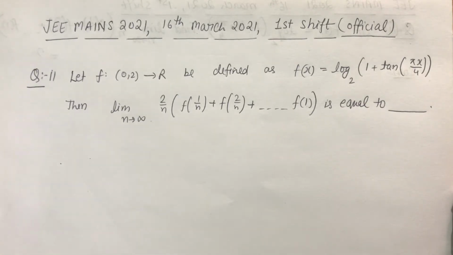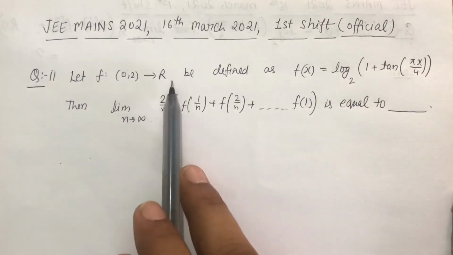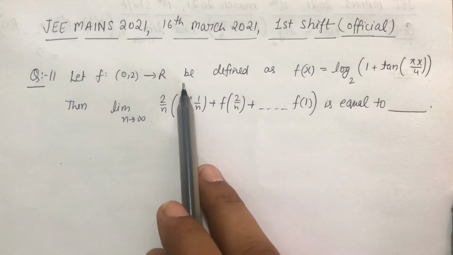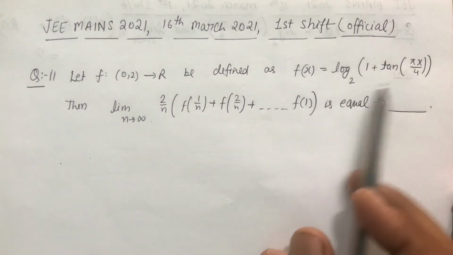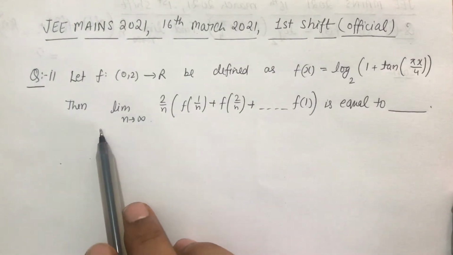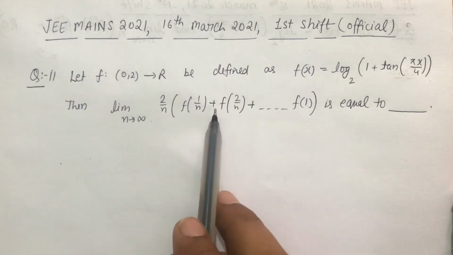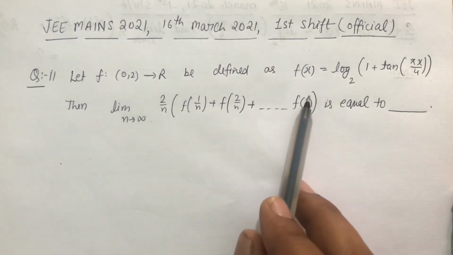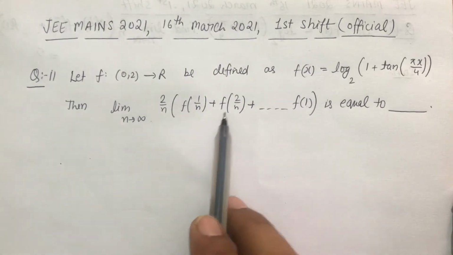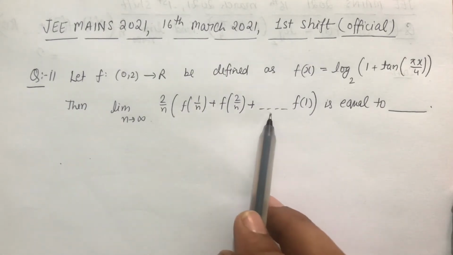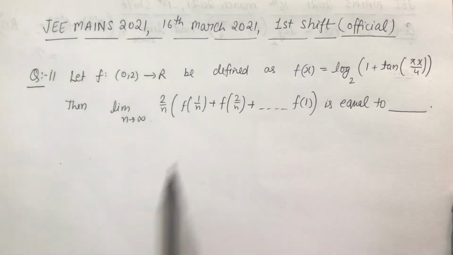So in this problem, let f be defined from (0, 2) to R, defined as f(x) = log base 2 of (1 + tan(πx/4)). And we need to calculate this limit: n tends to infinity, 2 by n [f(1/n) + f(2/n) + and so on f(1)]. That means it is basically f(1/n) + f(2/n) + f(3/n) and so on f(n/n), which is 1. This limit we have to calculate.